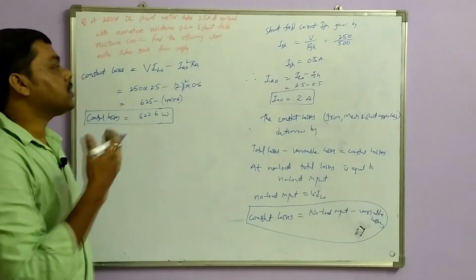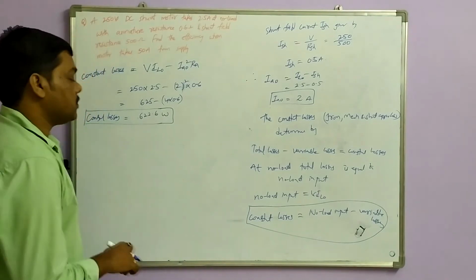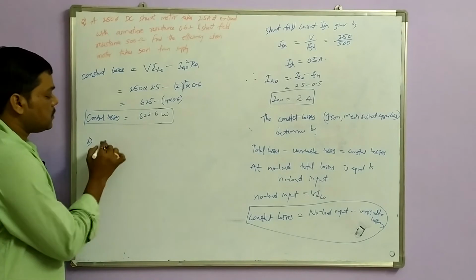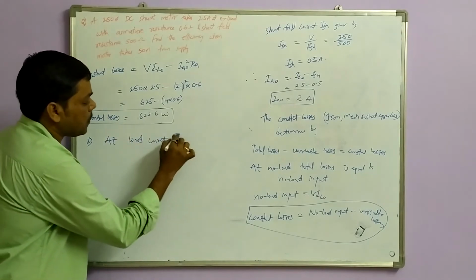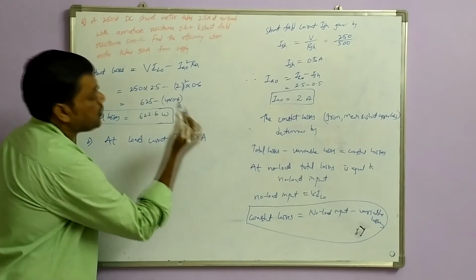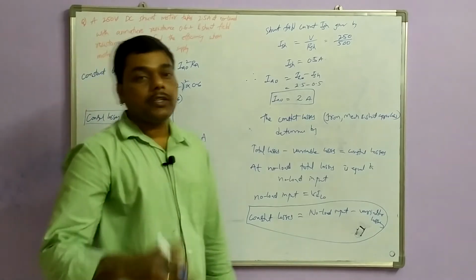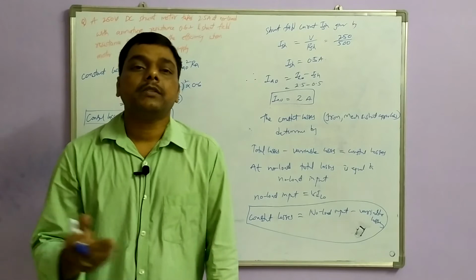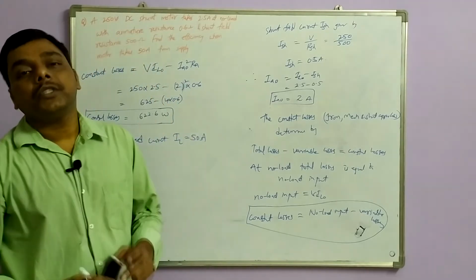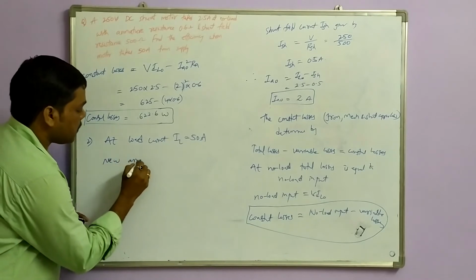Now we will go for the efficiency at 50 amperes load current. Now the second case, at load current IL is equal to 50 amperes. Now we are keeping the flux constant, shunt field current constant. So we are increasing the load current, which means the armature current also changes. Okay.